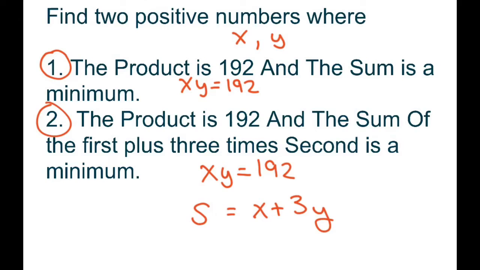Okay, and this one's going to be, their sum is a minimum, so their sum is going to be x plus y. It has to be a minimum, and we're going to do that with the second derivative. So the first one is, we have the sum, which is x plus y, and we know that xy equals 192.